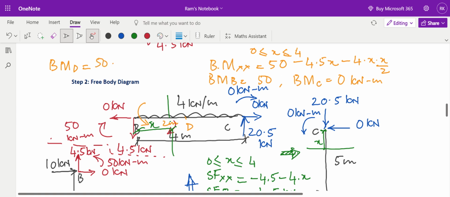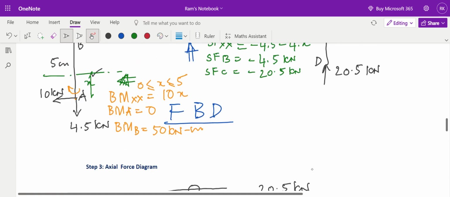So 50 minus 4.5 into 2, that is 9, minus 2x square. 2 squared is 4 into 2, that is 8. So that comes out to be 50 minus 9 minus 8, that comes out to be 33 kilonewton meter acting at the midpoint if I use the equation.